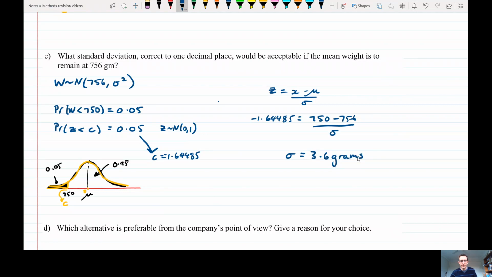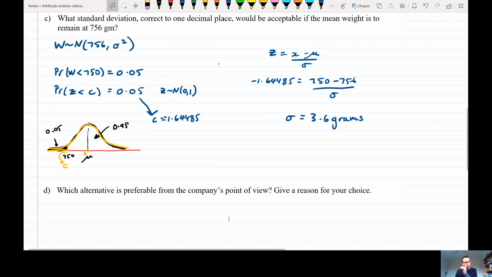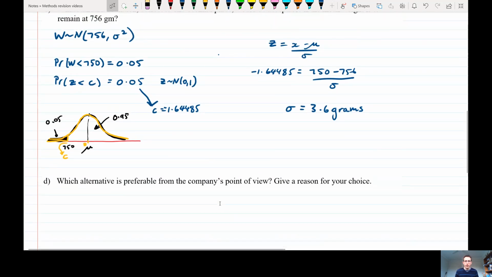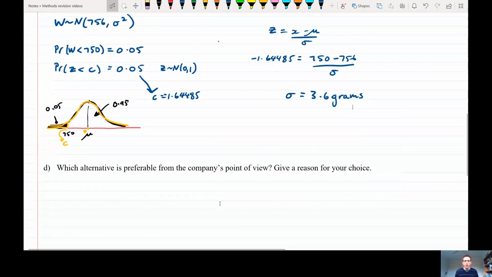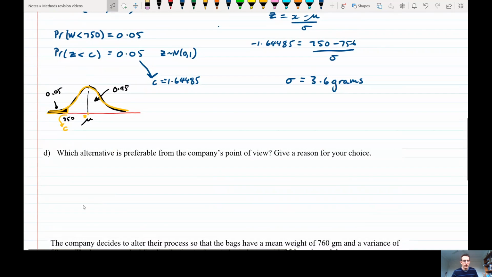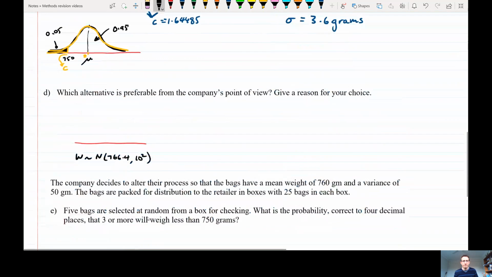for your standard deviation. Part D, which alternative is preferable from the company's point of view, and give a reason? Well, which one is preferable? Let's have a look at each one. So remember, when you're doing each one, we're going to have a bell curve. So I'm going to draw in, let's do it in darker, let's do it in black. We're going to do where the weight is normally distributed with a mean of 766.4 and a variance of 10 squared. That was the one up the top there.